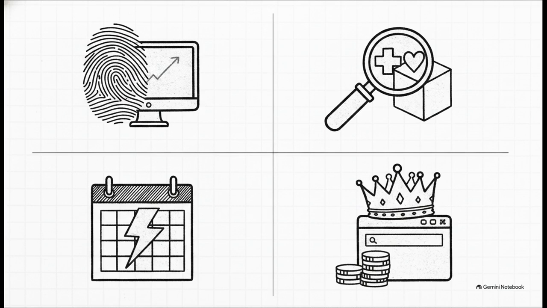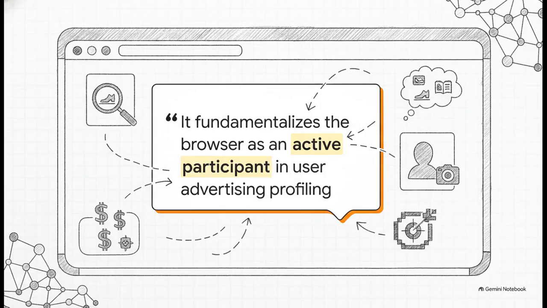Finally, regulatory bodies have heavily criticized this framework, pointing out that it just consolidates Google's ad monopoly. After all, they now control both the world's most used browser and the largest ad exchange. This quote from the source text really hits the nail on the head. It says, "It fundamentalizes the browser as an active participant in user advertising profiling, rather than a neutral document viewer." We are witnessing a massive philosophical shift in web architecture here. Your browser is no longer neutral. It is essentially acting as your own personal advertising classifier.